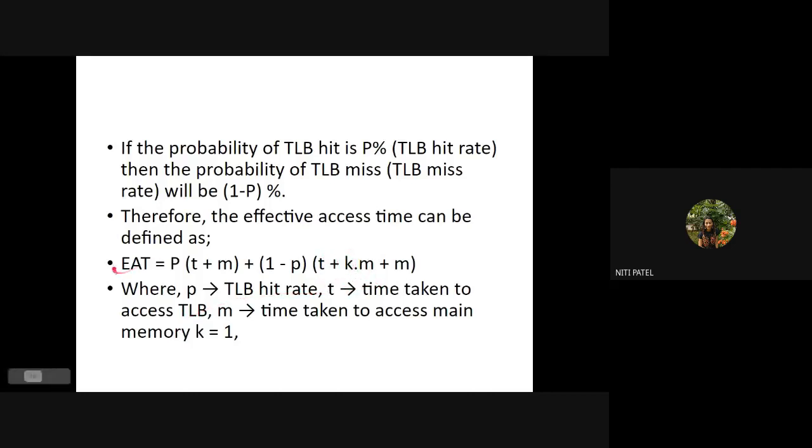Okay. So P is nothing but the hit rate of the TLB. T is the time taken to access the TLB table, which is obviously going to be less as compared to the page table. And M is, after the TLB hit is found, how much time I take to access the main memory, as compared to accessing the page table and then the main memory. Clear? Yes, ma'am.